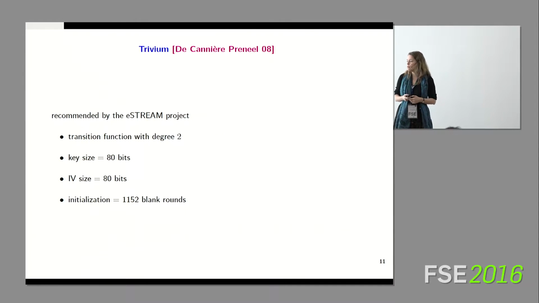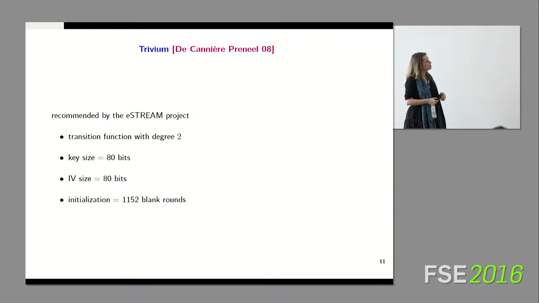So Trivium was proposed now 8 years ago by Christophe De Cannière and Bart Preneel, and it was an eSTREAM candidate, a candidate to the international eSTREAM project, and it has been selected after this 5-year international competition. It now belongs to the eSTREAM portfolio of recommended stream ciphers. And so it's a very good candidate because it has a transition function which has degree 2 only. So the main parameters for Trivium is that it accommodates a key size and IV size both of 80 bits.